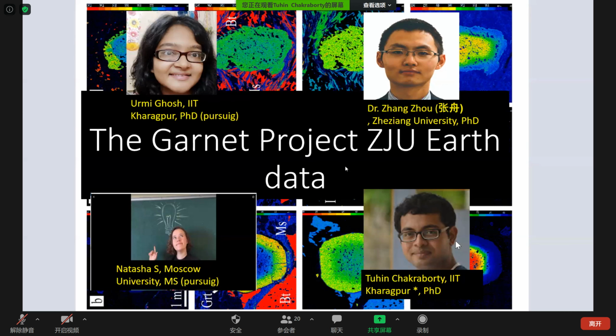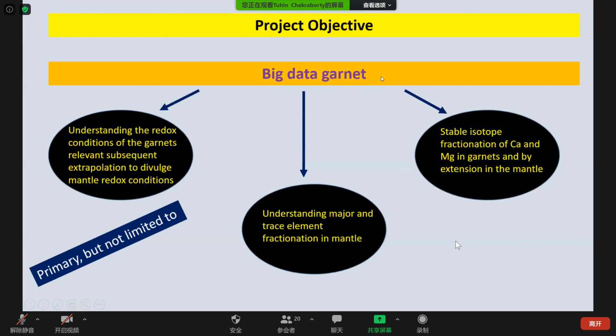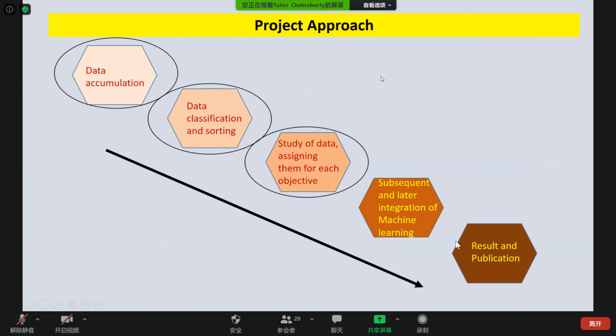Okay, so these are the project objectives as I have shared earlier. Among these project approaches, there are data accumulation, data classification and sorting, and study of data, assigned to each objective. We are doing all three of them simultaneously between our different group members and undergrads who are also working with us.